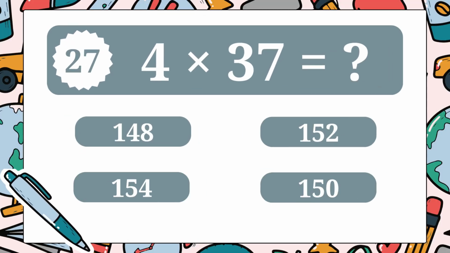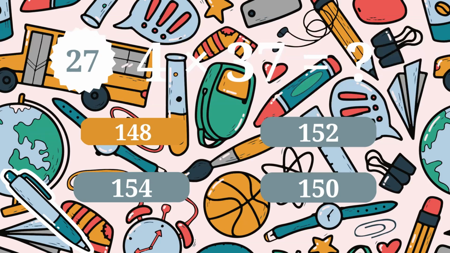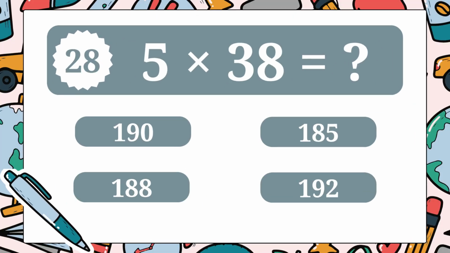Question 27. What is 4 times 37? 148. Question 28. What is 5 times 38? 190.